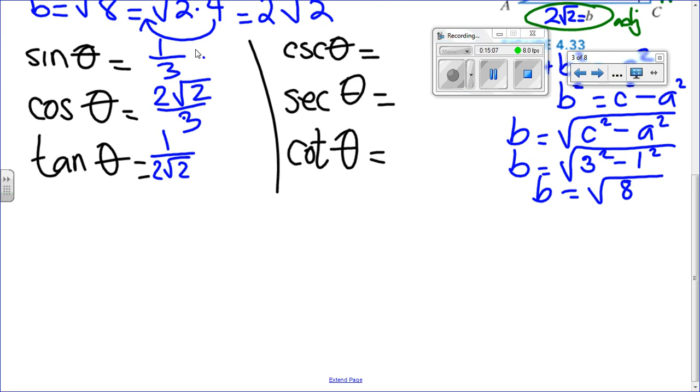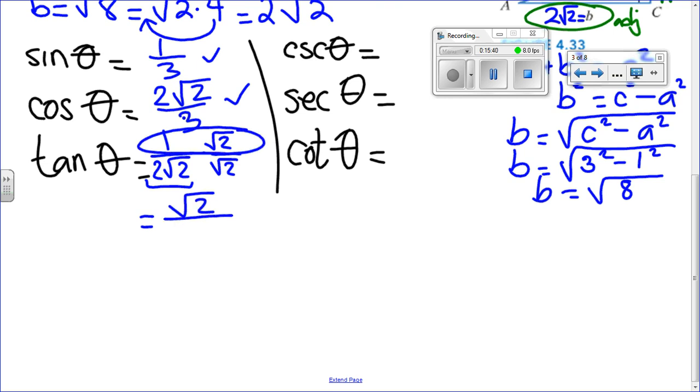So checking the answers, we got sine 1 over 3, cosine 2 square root of 2 over 3. For tangent, we got 1 over 2 square root of 2, and now we have to rationalize it. Instead of multiplying by the whole denominator, we're only going to multiply by the irrational part, which is the square root of 2. Whatever we do to the bottom, we do to the top.